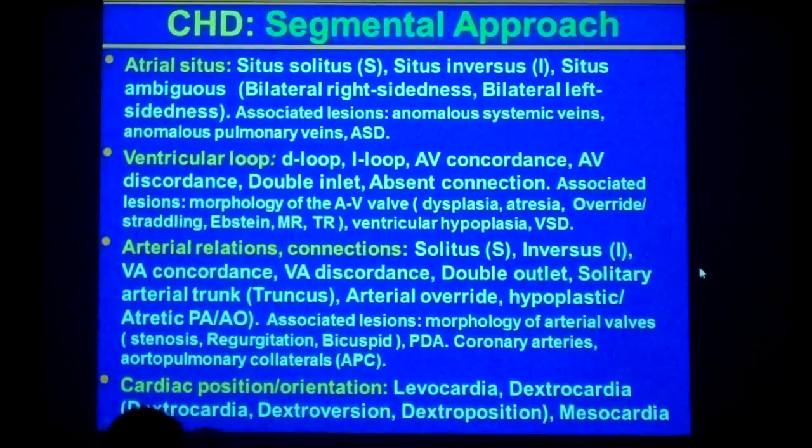Then finally look at the position of the heart. Normally the heart is mostly positioned in the left chest, so you call it levocardia. Levo is left, so it's a left-sided position, the heart is situated in the left. If it's on the right side, use the term dextrocardia. And meso is an in-between position.